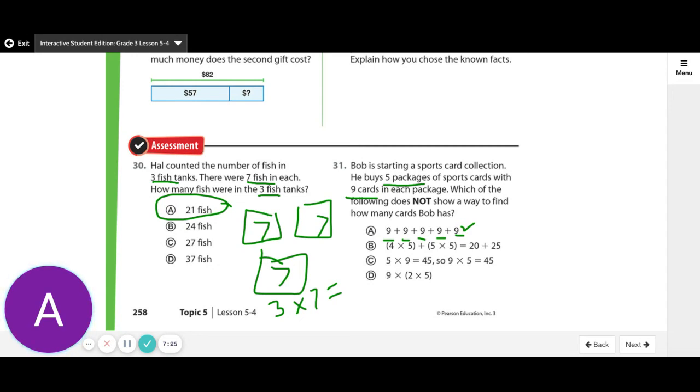We would not circle that because they want to find out what does not work. 4 times 5 and 5 times 5 would also give us 45. So that one would work. 5 times 9 equals 45, so 9 times 5 equals 45. That would work. 9 times 2 times 5. And remember, when we have these parentheses, that means do that part first. 9 times 10 does not give us 45. So D would be correct because that is the way you would not show it.